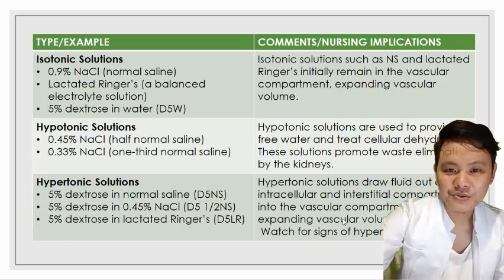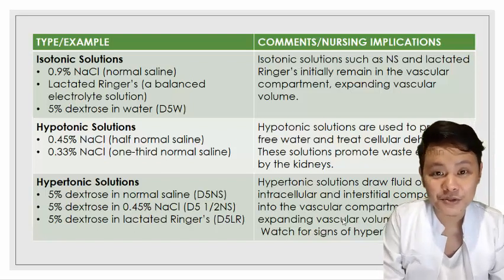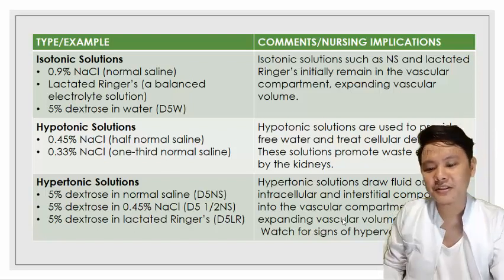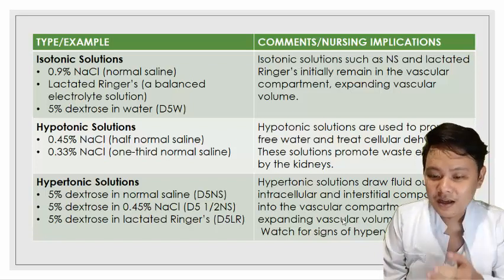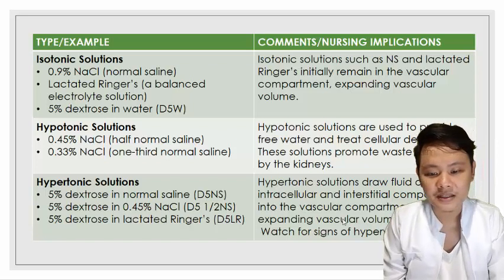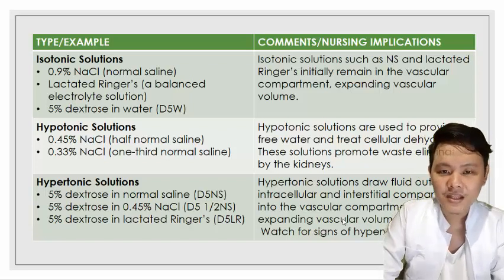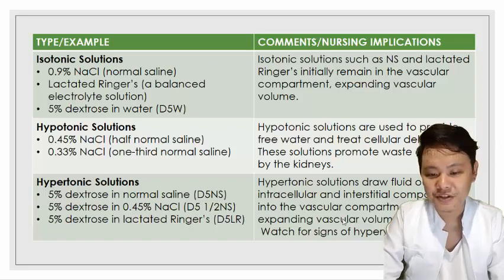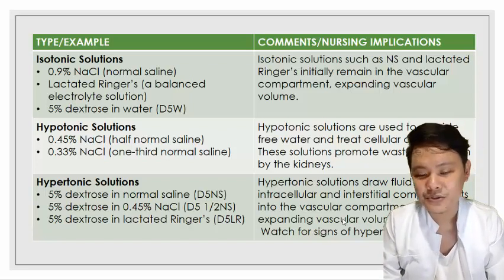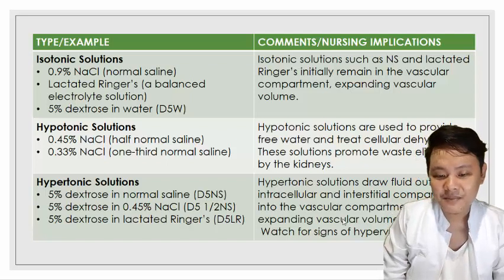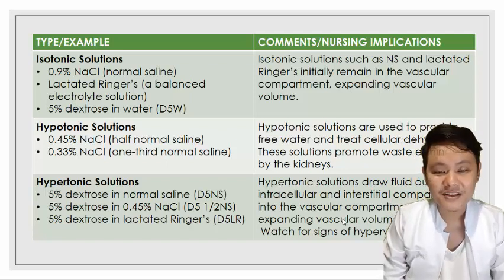For the hypotonic solution naman, we have 0.45 sodium chloride and also 0.33 sodium chloride. For the hypertonic solution, we have here 5% dextrose in normal saline, 5% dextrose in 0.45 sodium chloride and 5% dextrose in lactated Ringer's solution. Or the D5NSS, then the D5LRS.